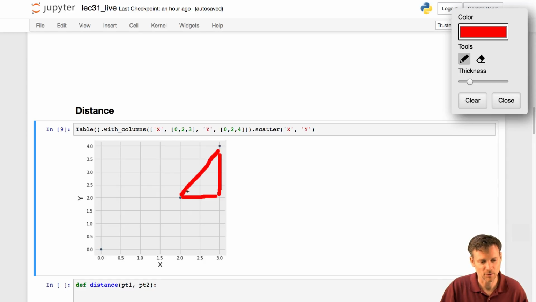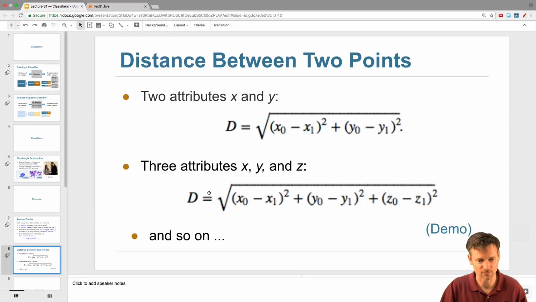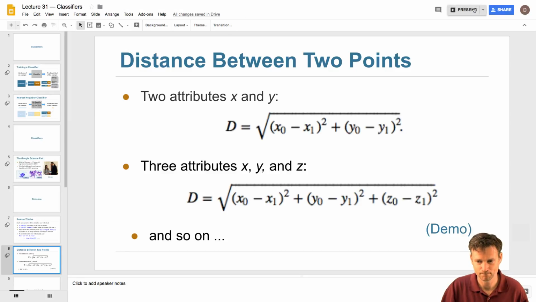So to get the distance, what you need to do is find the length of this horizontal line. You can do that by looking at the difference between the x attributes of these 2 points. Then you want to find the length of the vertical line. You can get that by looking at the difference between the y attributes. You square those, you add them up, and then take the square root. And that gives us the formula that we have shown here.